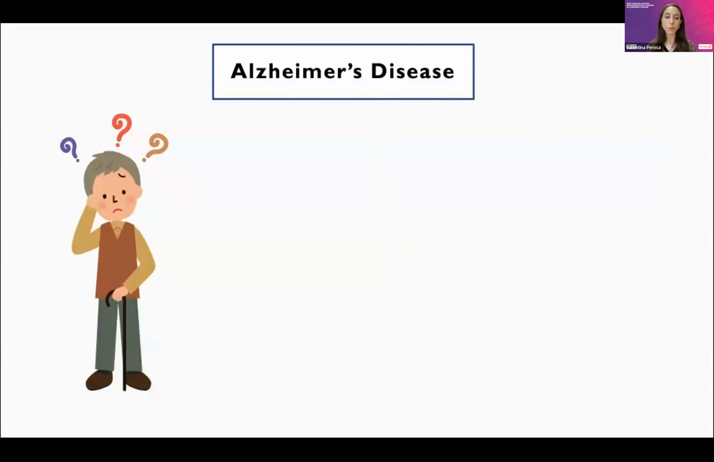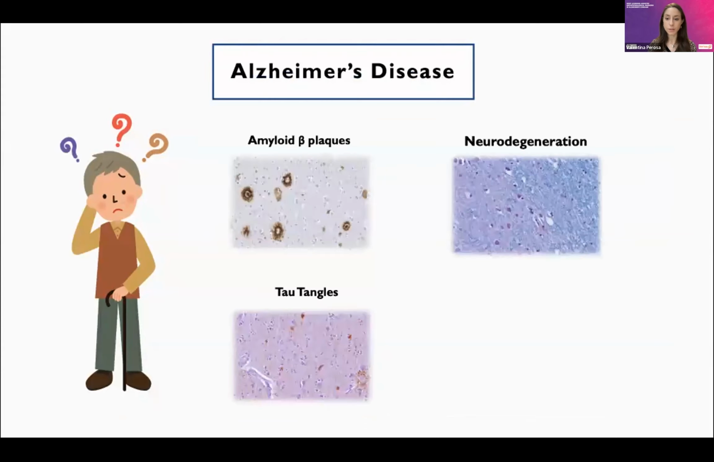And although our lab focuses specifically on CAA, it is very hard to talk about CAA without talking about Alzheimer's disease. You probably know this, but AD is the most common form of neurodegenerative disease, and it leads to dementia. And its neuropathological correlates, the neuropathological findings that we have in Alzheimer's disease, are, for instance, amyloid beta plaques in the parenchyma, but also neurodegeneration and the accumulation of tau tangles.